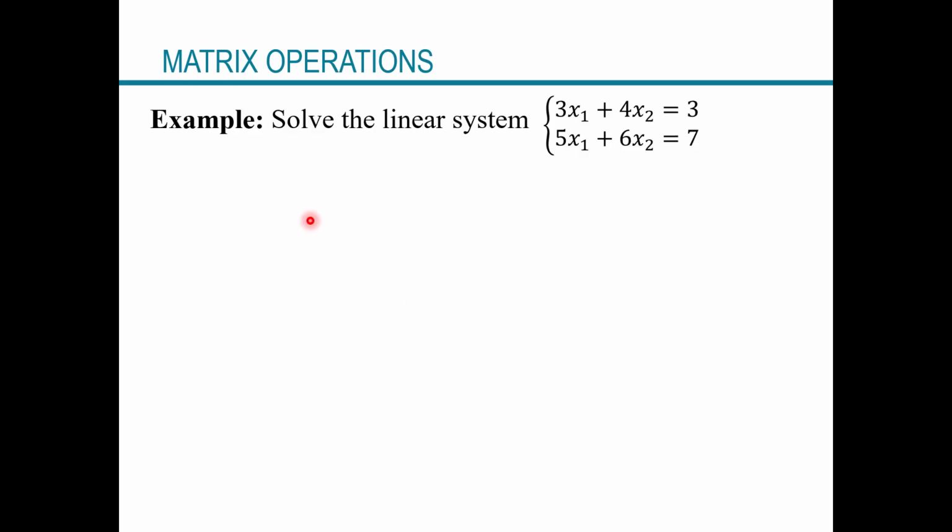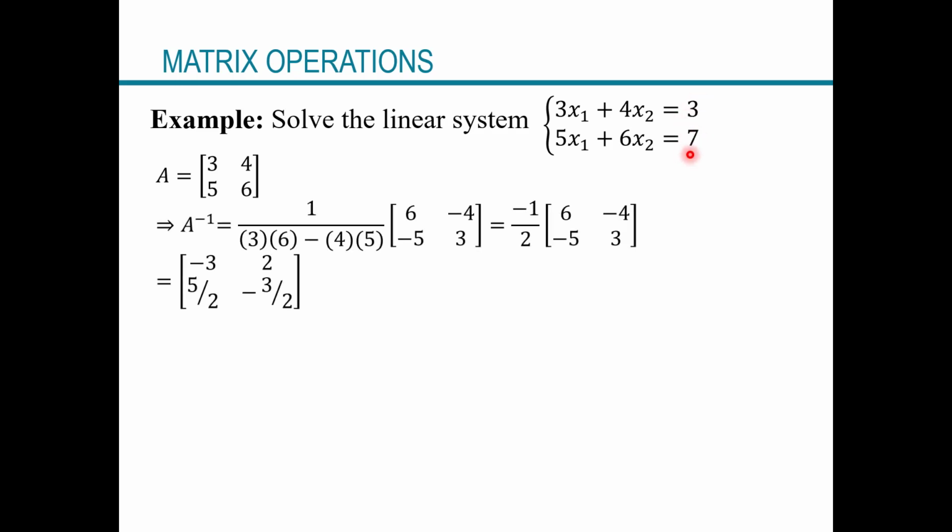Okay, so let's take a look at an example using that theorem. So we're going to solve this linear system. Notice what we're solving for. It's going to be our vector x. And so the first thing we want to do is write the matrix A, which is just the coefficient matrix from this system. So notice from equation 1, coefficients are 3 and 4. Equation 2, the coefficients are 5 and 6. And then this is going to be a matrix equation, and so it equals the vector B, which is 3, 7. All right, so according to our theorem, we need to find the inverse.